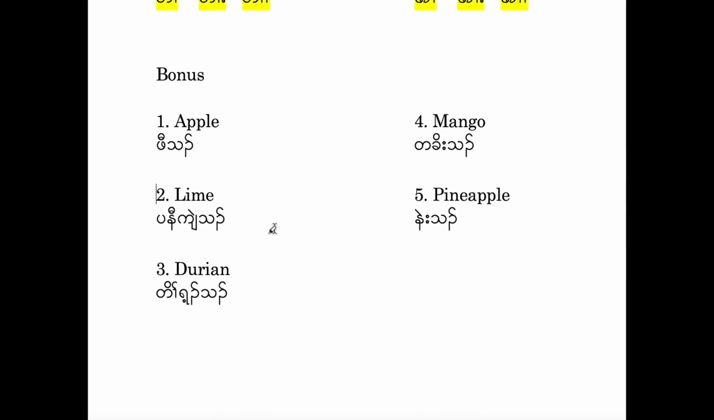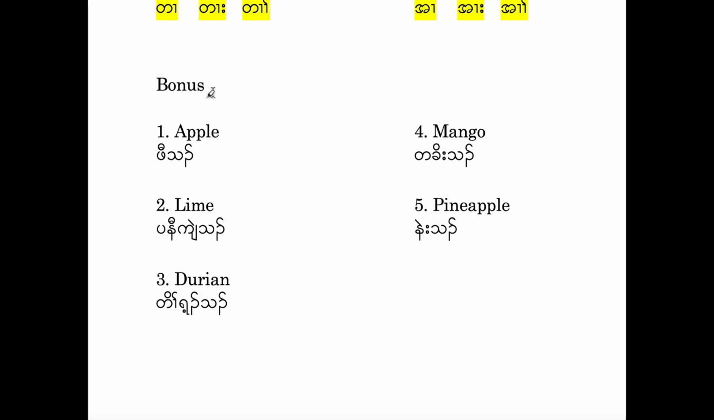Okay, so let's get right to the bonus. So the first one is apple. In Korean, you will say potha or apotha. So the second one is lime.